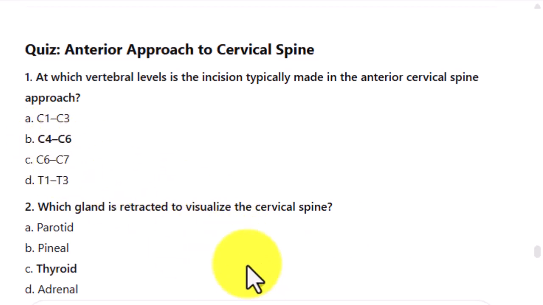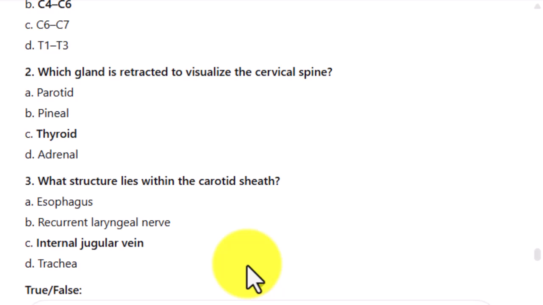Which gland is retracted to visualize the cervical spine? Parotid, pineal, thyroid, adrenal. The answer is thyroid.